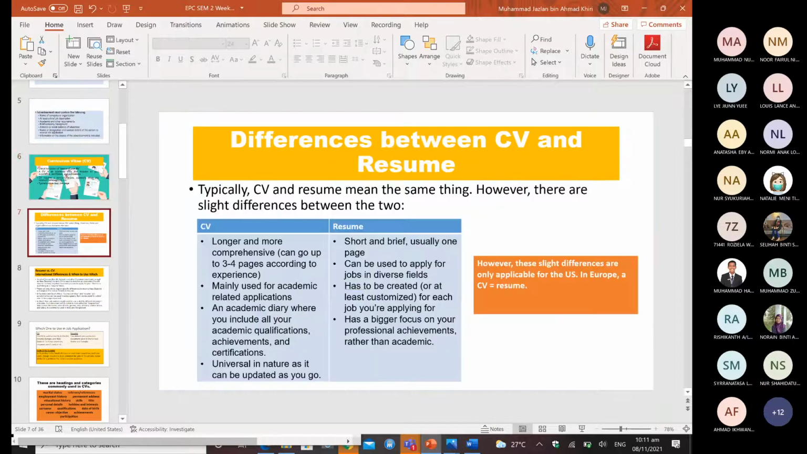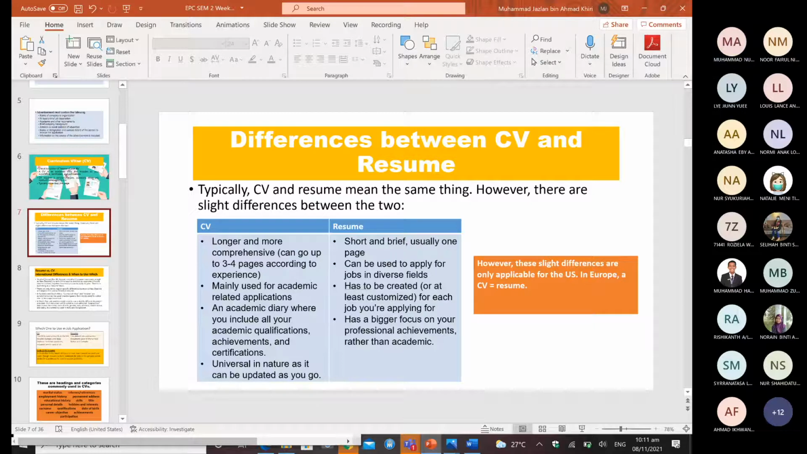Sometimes, ladies and gentlemen, people think of CVs and a resume as 2 different documents. The purpose is actually still similar and the same, depending on which part of the world you are at. Let's take a look at some of the features that can tell the difference between the 2 documents, starting with a CV. A CV can be between 3 to 4 pages in length.